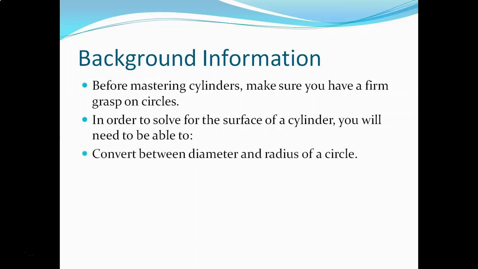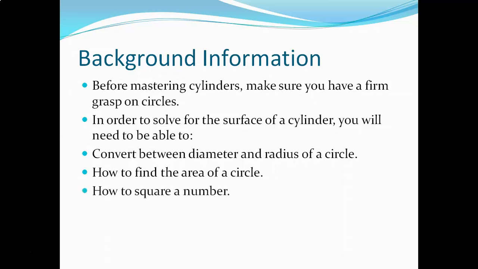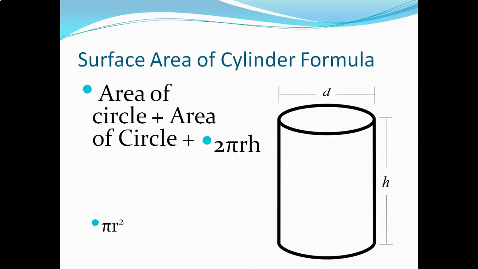So you will need to be able to convert between diameter and radius. Once again, diameter is twice the length of a radius. To go from a radius to a diameter is times 2. To go from a diameter to a radius, it is divided by 2. Find the area of a circle: pi times radius squared. Of course, squaring a number, you're just multiplying it by itself. And of course, multiplying with decimals.